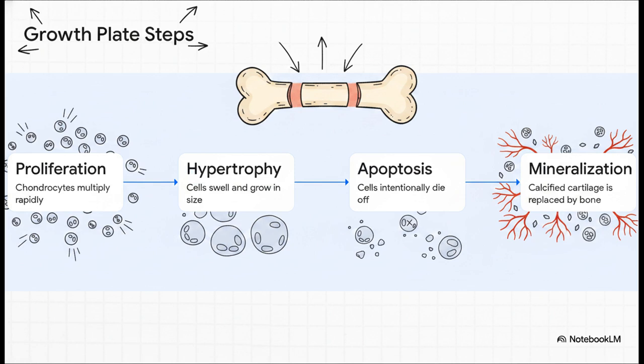Step 1 is proliferation. The chondrocytes multiply rapidly. Step 2, hypertrophy. They literally swell up and grow in size. Now, step 3 is wild. It's apoptosis. These cells intentionally die off, dramatically sacrificing themselves just to make room. And finally, step 4. Capillaries invade the space left behind, and that calcified cartilage is replaced by a mineralized matrix. This fresh trabecular bone is literally how longitudinal growth happens. I mean, it's exactly how we get taller.